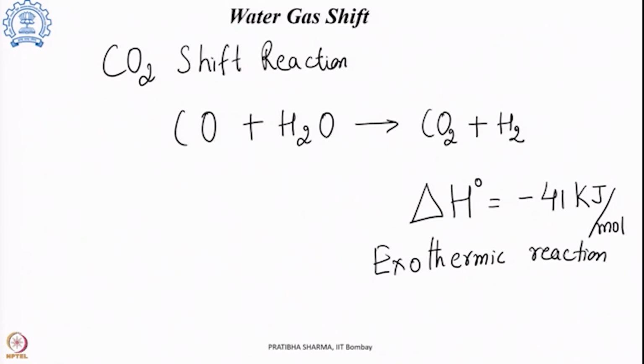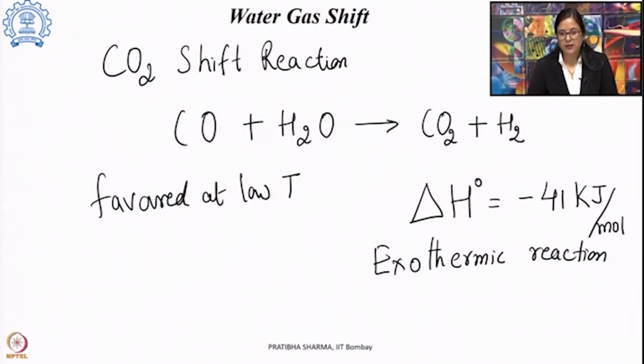That means it is favored at low temperatures. Usually the kinetics of reactions are better at a higher temperature. So there is a trade off. If we keep a higher temperature, it could favor the backward reaction. At the same time, if the temperature is lowered, then the reaction kinetics will get slower. So, this is a trade off that needs to be looked at, although the reaction is favored at a lower temperature.